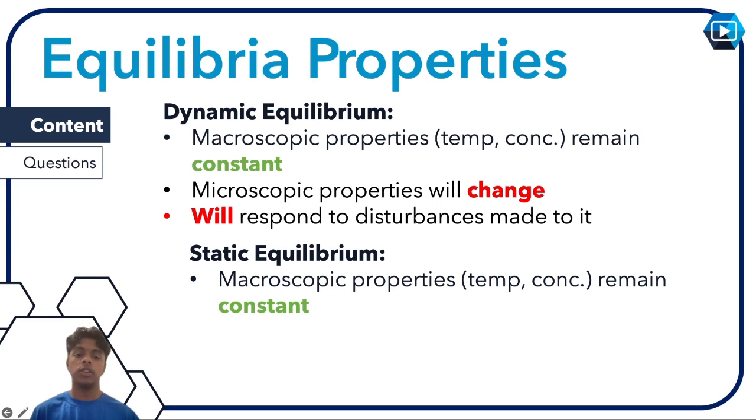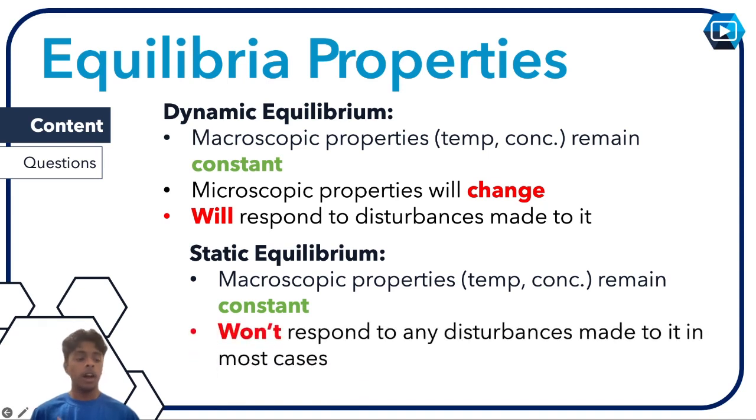So that's an example that you can give when you're asked questions on comparing dynamic and static equilibrium. The other thing is that static equilibrium won't respond to any changes made to it in most cases. In some cases it might, but those are very rare cases. In most cases, it won't respond to any disturbances made to it.